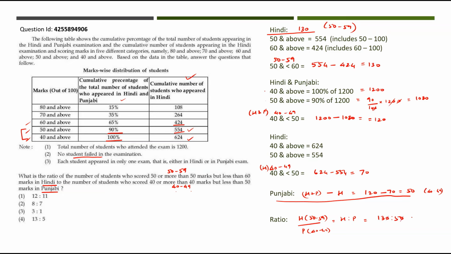I can cancel both the zeros and we have a ratio of 13 is to 5 finally. Option number 4, 13 is to 5 will be the right answer.